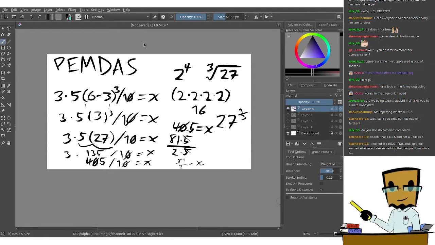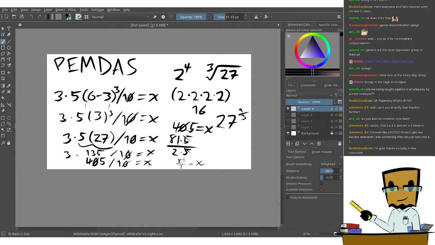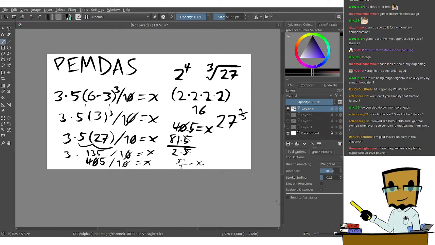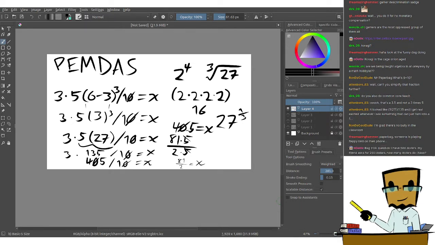Yeah, it looked like 5 times 27 or 135. You get really excited when you can turn something into a 1. That's based. That's the kind of can-do attitude you need for mathematics. Nobody to bully in the classroom. What about you? Someone's playing Flappy Bird? Where's the bully? Yeah, $500.